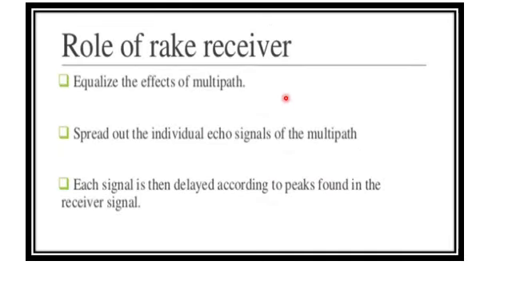The role of the rake receiver is to equalize the effects of multipath, that is, it overcomes the multipath effects. Then it spreads out the individual echo signals of the multipath. Each signal is then delayed according to peaks found in the received signal.